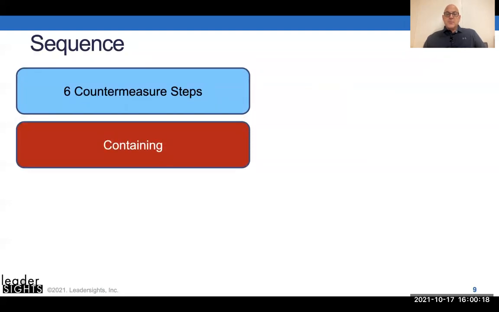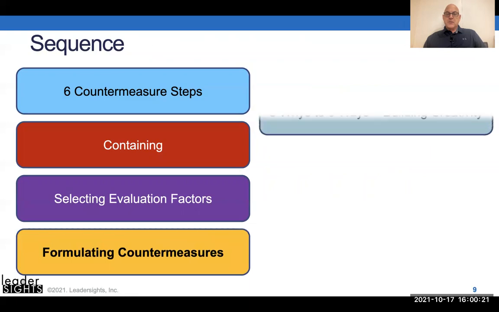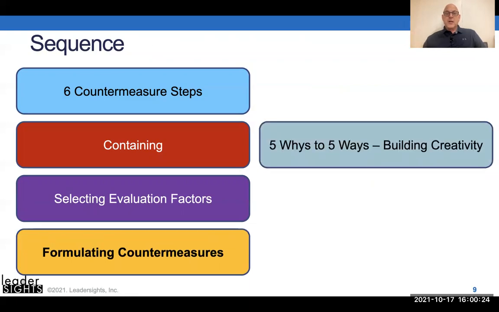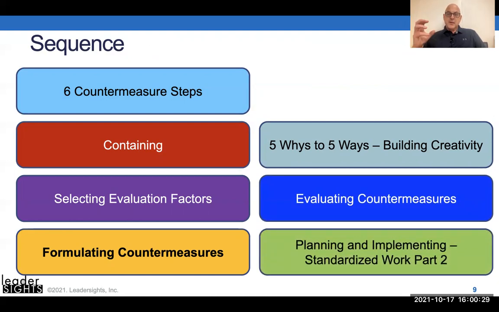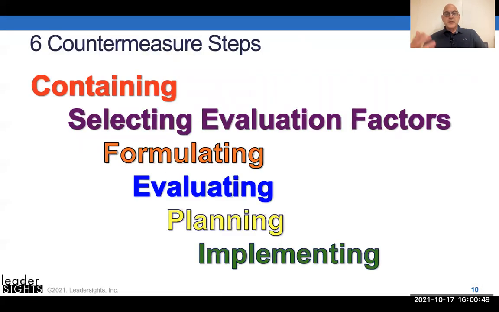So I'll go over the 6 countermeasure steps first. We'll talk about containing, then selecting evaluation factors, then formulating those countermeasures and building creativity with 5 whys to 5 ways, evaluating countermeasures, and finally planning and implementing. And a big chunk of this is going to be standardized work, which is part 2. We did standardized work in an earlier module, but now we're going to come back and show you how you can use that same set of worksheets for doing some what-if analysis and evaluating countermeasures using these tools. So our 6 steps, pretty simple, pretty straightforward, same thing we just talked about in the sequence: containing, selecting evaluation factors, formulating, evaluating, planning, and implementing.